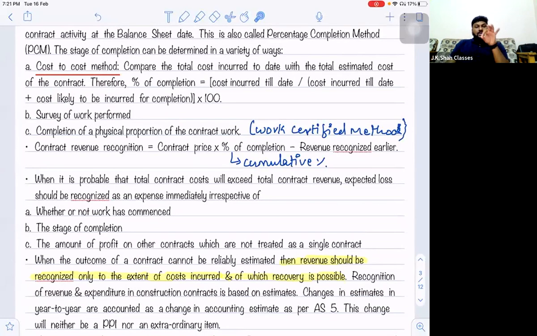If the overall outcome or the overall result of the contract cannot be ascertained reliably, then revenue can be recognized only to the extent of cost recorded. So if I have recorded a cost of 500 rupees, revenue can be recorded only to the extent of 500 rupees whose ultimate collection is possible. If only 450 rupees can be collected and 50 rupees is doubtful, then recognize only 450 rupees, and for the 50 rupees you can create a provision for doubtful debts.